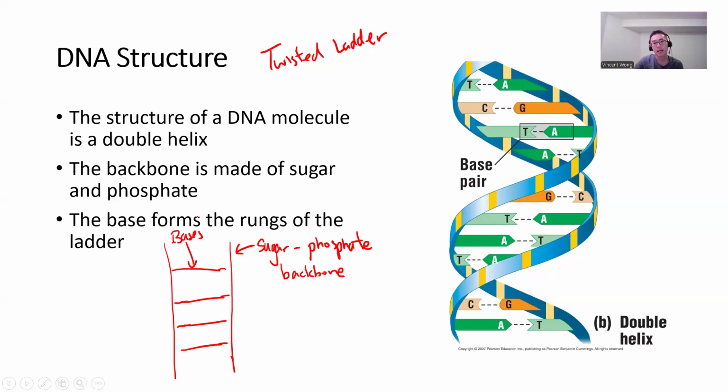Okay. I want you to take a closer look at the picture on the right here. You can see T goes with A and C goes with G. And that rule does not change. Whenever you have T on one side, the other side is going to be A. Whenever you have A on one side, the other side is going to be T.